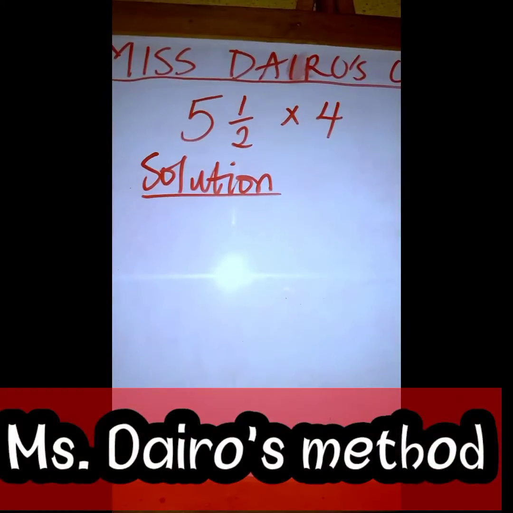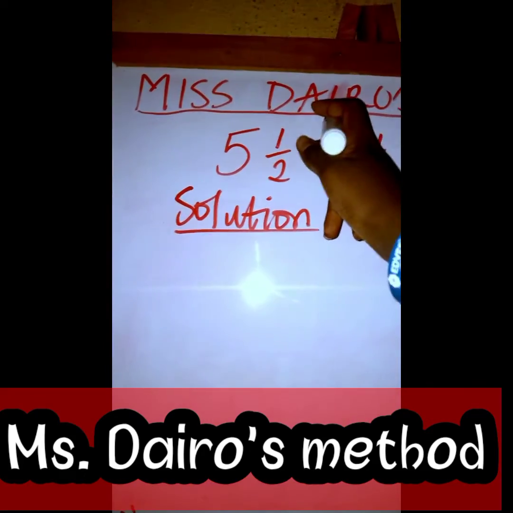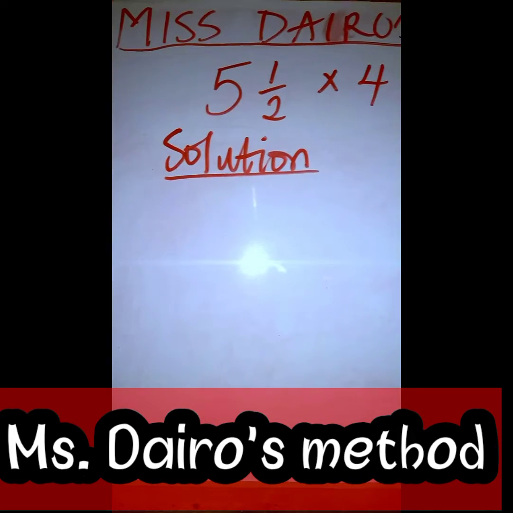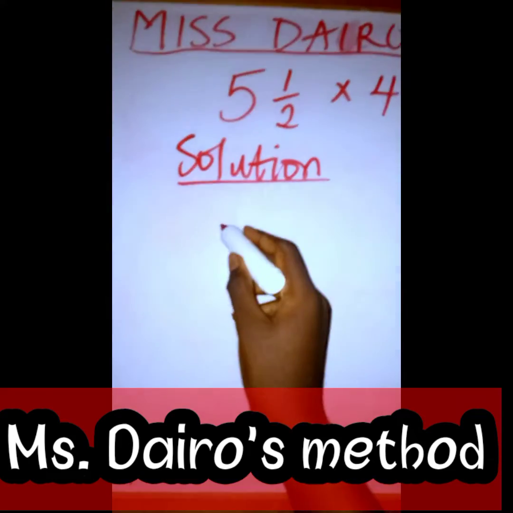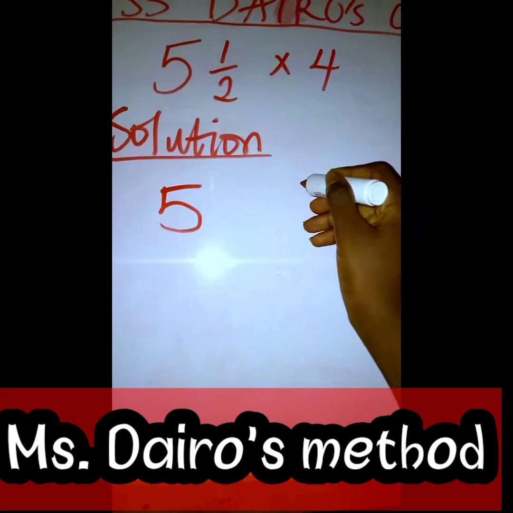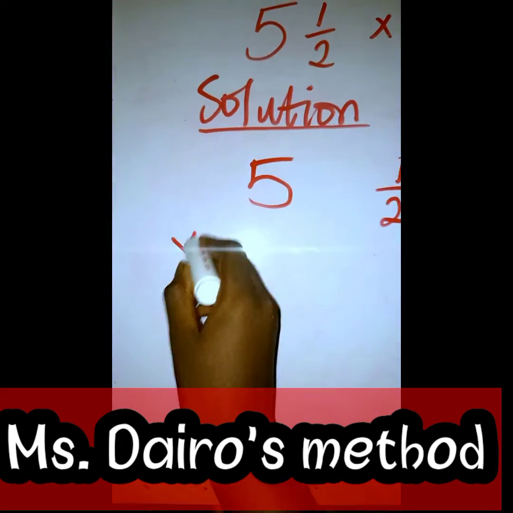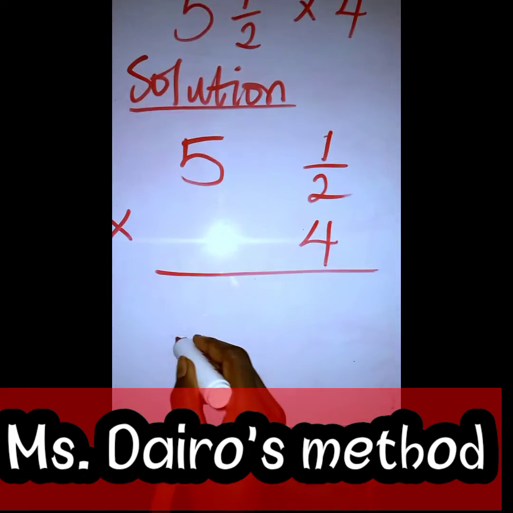Now, just like I explained to my student, you have 5 as your whole number and this is a fraction. So you know the way you taught them how to arrange tens and units. So we're just going to bring that here. So we are going to have our 5 here, which is the whole number, and our half we are going to put over here. Then you have your multiplied by 4, and we do this.